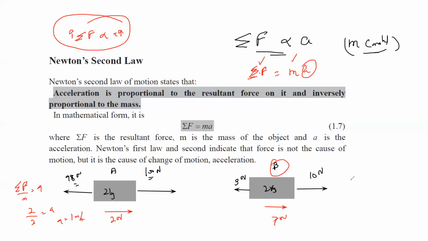For the second example, resultant force divided by mass is equal to acceleration. Resultant force is 7 and mass is 2. So 7 divided by 2 is equal to 3.5 meter per second square. So object 2 or B will experience greater resultant force, so it will show a greater change in speed. And the condition here is that the mass must be constant when we are finding a relation between force and acceleration.